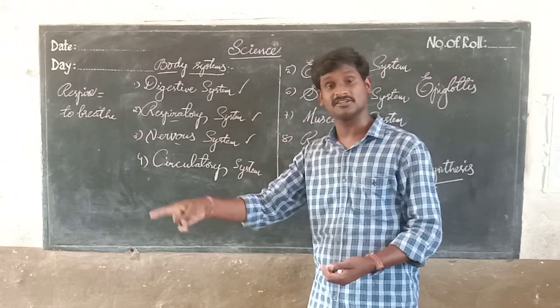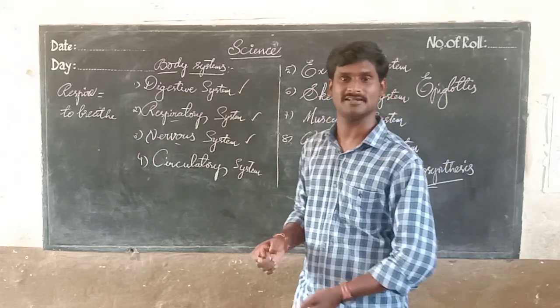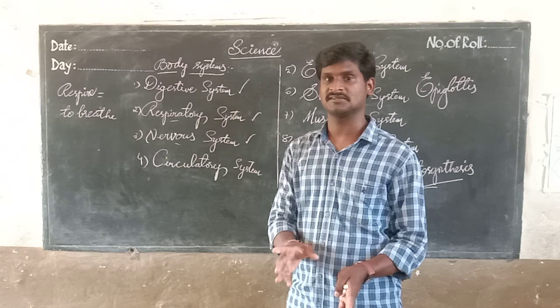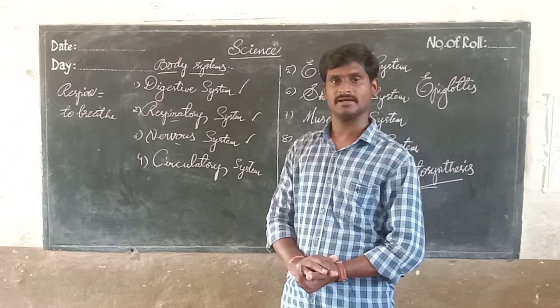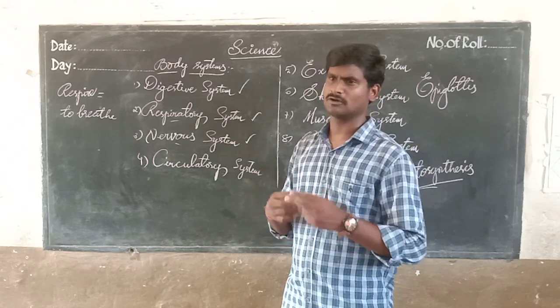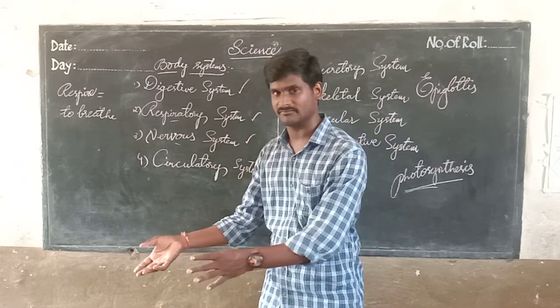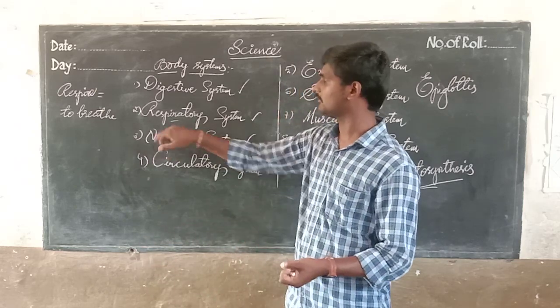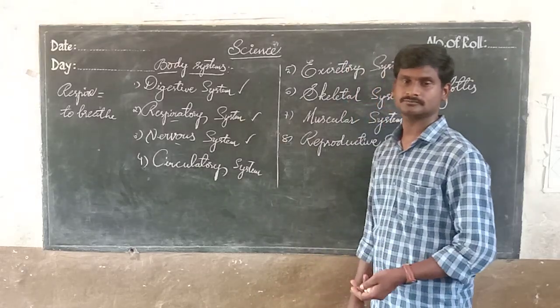What is the speed of the message passing? We can't imagine it. The speed of the message passing is very, very high. Whatever you want to do, if I have to go somewhere or do something, it is under the control of my brain. That function is carried out by the nervous system.